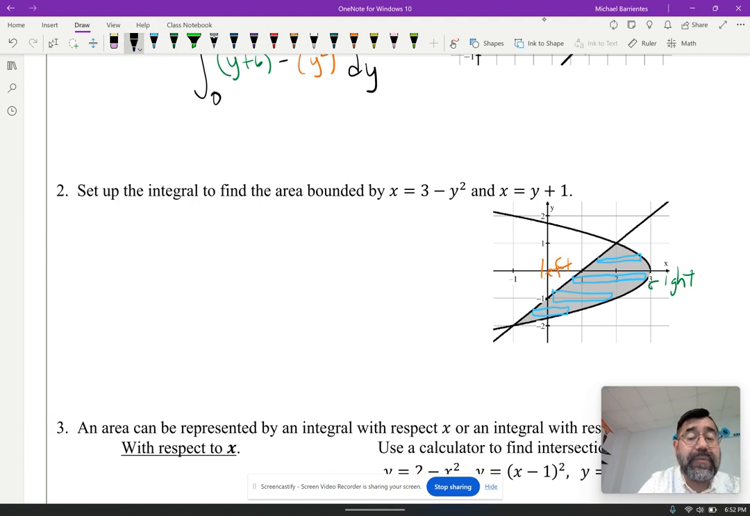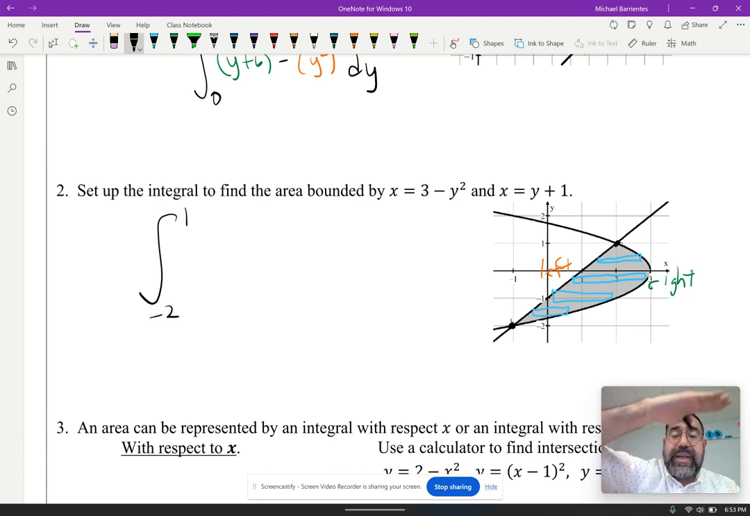So what would the setup be? Well, I need to know where the intersection points are. They're here at y equals -2 and here at y equals 1. So I'm stacking this way, so I need to go from the bottom all the way up. Whereas when I was stacking this way, I needed to go from the left all the way to the right. And then which one's which? Well, let's see. First of all, I don't need to solve for x. It's already solved for x. So I just need to figure out which is which.